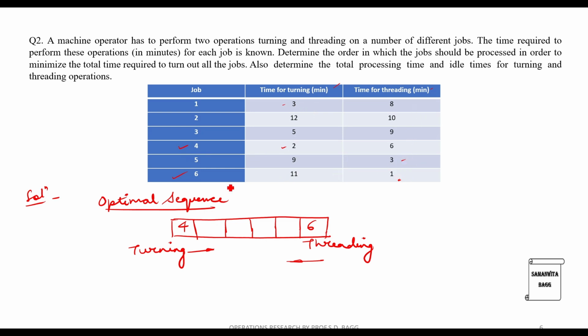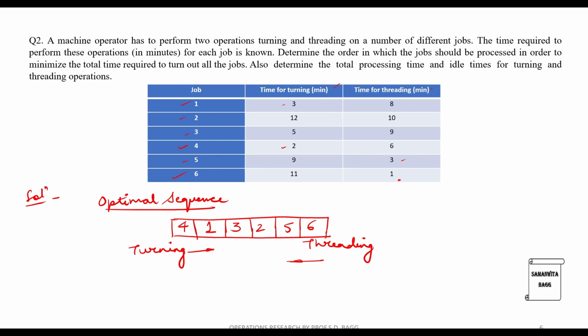This is done. Then the minimum value is 3 over here and over here. This is for threading. So job 5 will be for threading first. And here this is job 1. So I'll write 1 over here. Last, these 2 are left. This is 5. So 3 will go towards turning. And what is left is 2. So I'll have to write 2 over here. So this is a very easy way of calculating the optimal sequence.